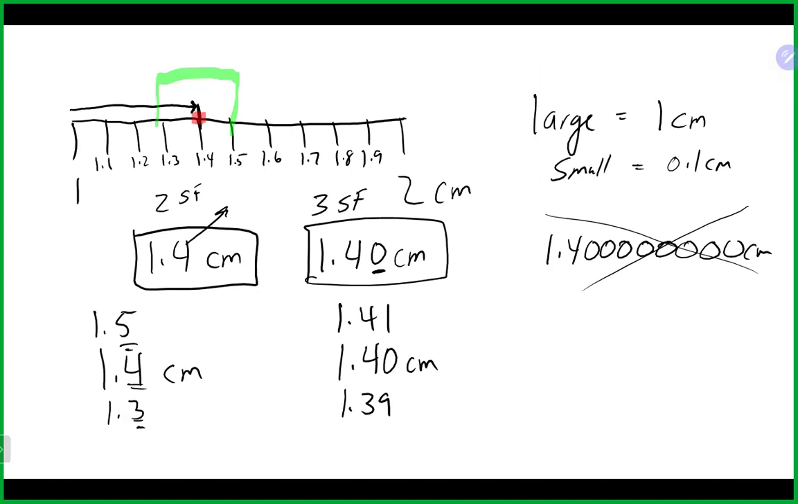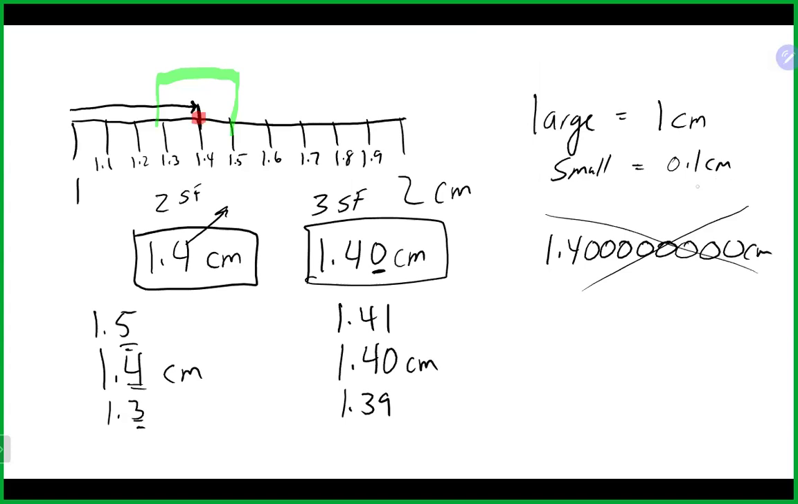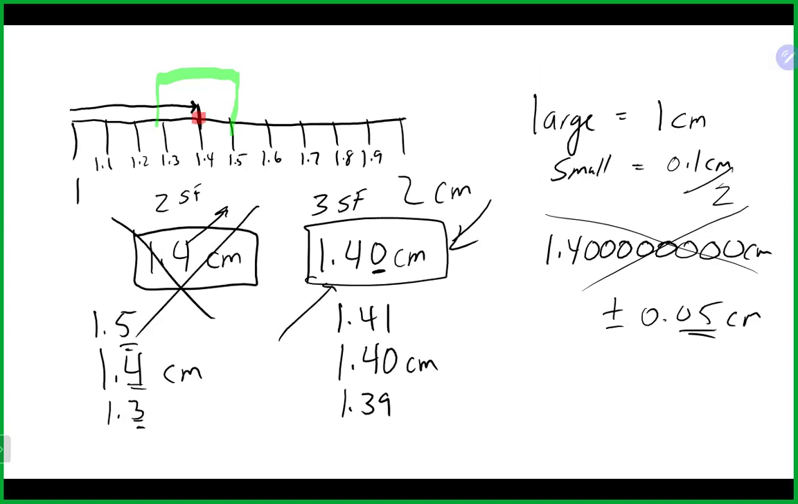1.40, right? It is because on this particular scale, if I take my smallest marking, and don't erase it, if I take my smallest marking divided by 2, gives me plus or minus 0.05 centimeters, which means my answer should go to 2 decimal places. So the correct measurement here should be 1.40 centimeters plus or minus 0.05 centimeters.